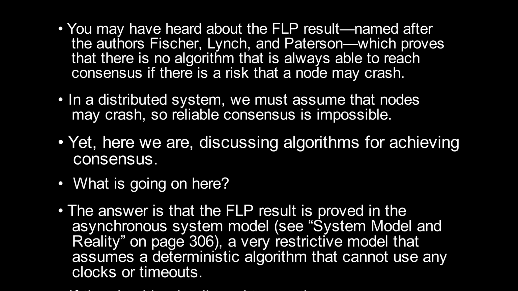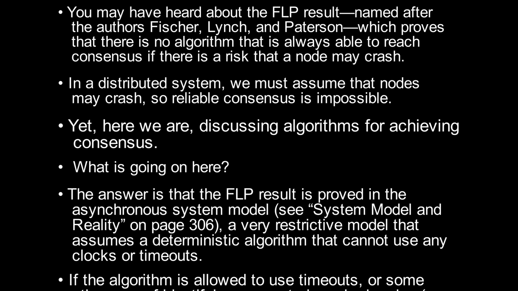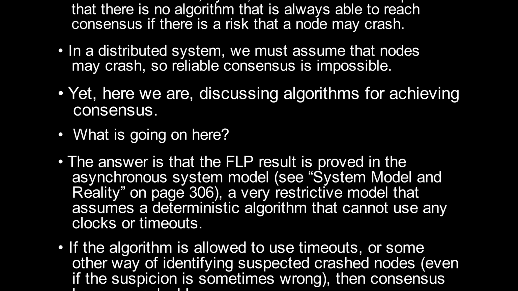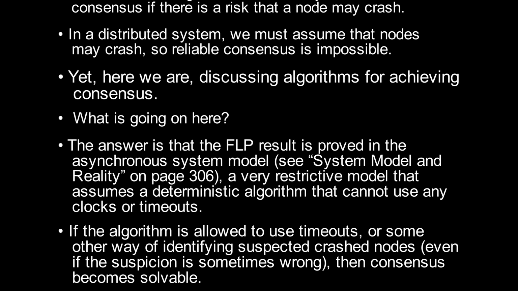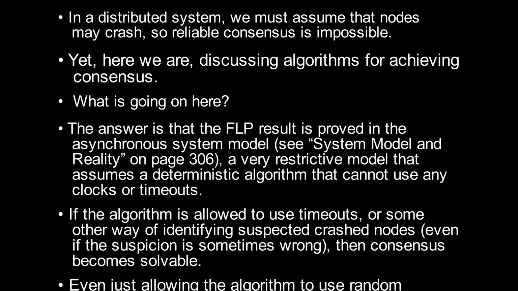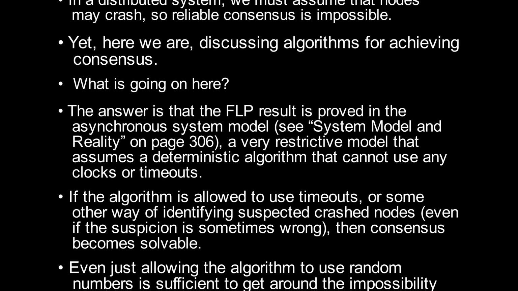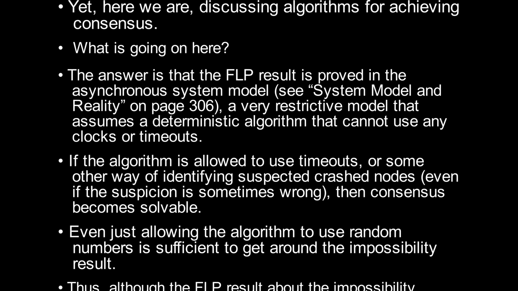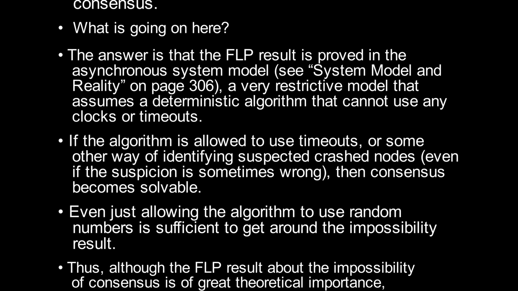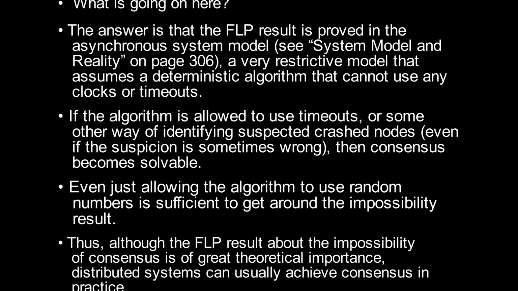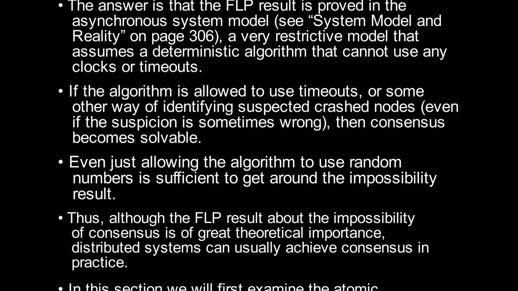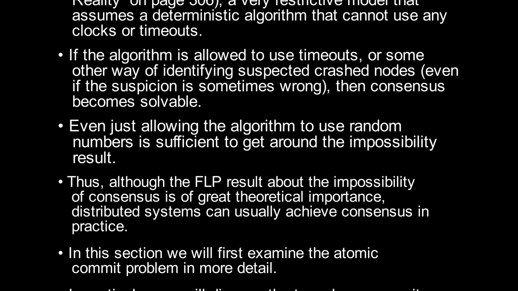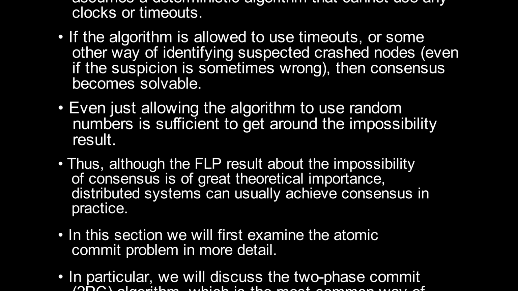The answer is that the FLP result is proved in the asynchronous system model (see "System Model and Reality" on page 306), a very restrictive model that assumes a deterministic algorithm that cannot use any clocks or timeouts. If the algorithm is allowed to use timeouts, or some other way of identifying suspected crashed nodes, even if the suspicion is sometimes wrong, then consensus becomes solvable. Even just allowing the algorithm to use random numbers is sufficient to get around the impossibility result. Thus, although the FLP result about the impossibility of consensus is of great theoretical importance, distributed systems can usually achieve consensus in practice.